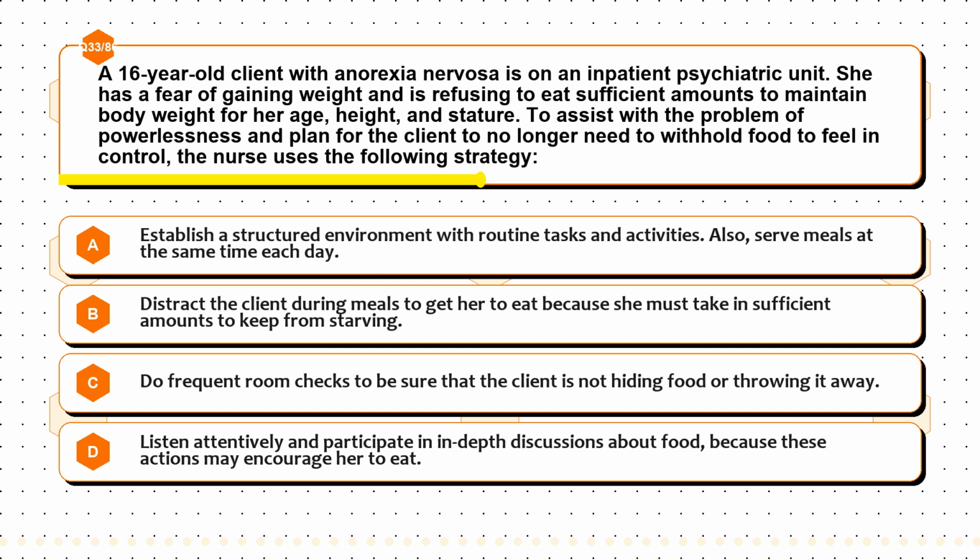Option A. Establish a structured environment with routine tasks and activities. Also serve meals at the same time each day. Option B. Distract the client during meals to get her to eat because she must take in sufficient amounts to keep from starving. Option C. Do frequent room checks to be sure that the client is not hiding food or throwing it away. Option D. Listen attentively and participate in in-depth discussions about food because these actions may encourage her to eat.